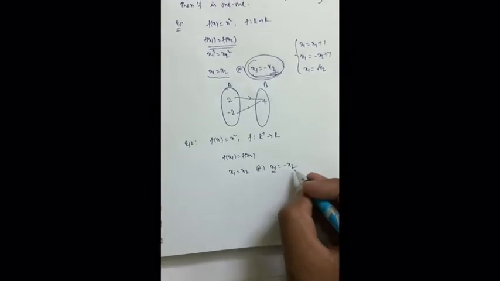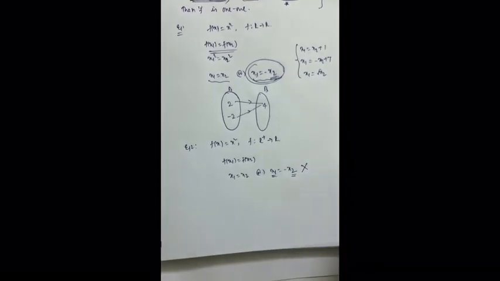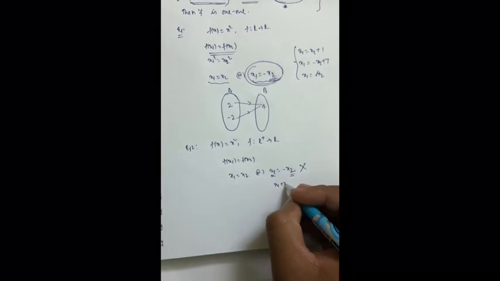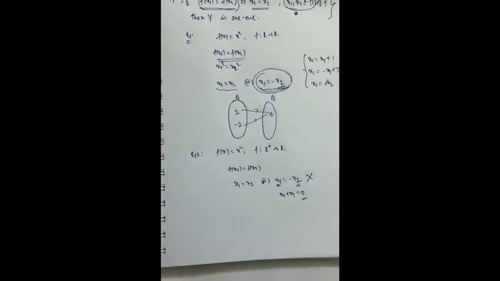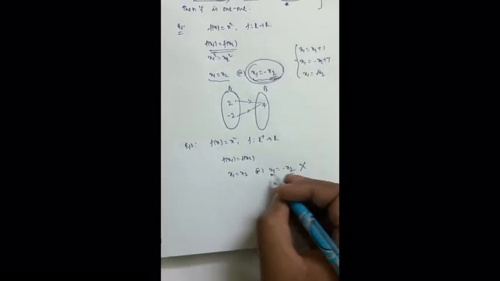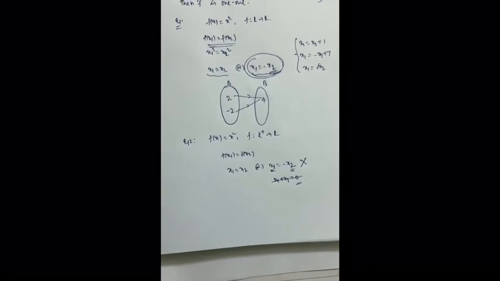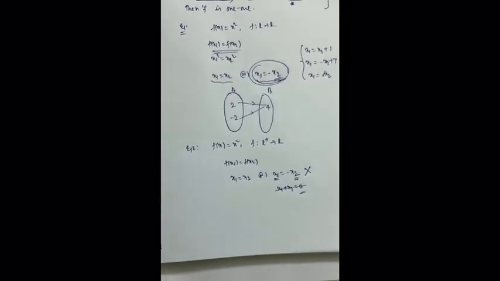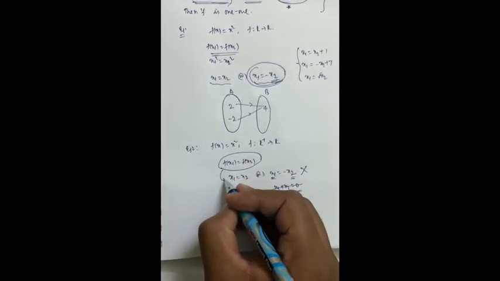But you see, x1 and x2 both must be in the domain. If x1 and x2 are both positive, this relation can't hold good, right? Because x1 + x2 = 0 is what we are getting. If x1 and x2 are both positive, then x1 + x2 can't be 0, right? So we will not take this relation between x1 and x2. It is an invalid relation, so we should not take it. So f(x1) = f(x2) is resulting in only one relation between x1 and x2, which is x1 = x2.